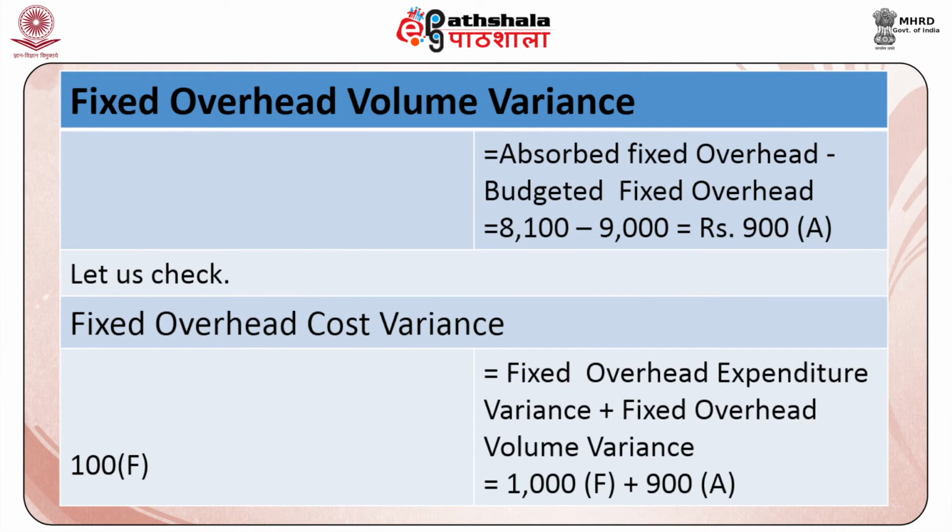Fixed overhead volume variance will be equal to absorbed fixed overheads minus budgeted fixed overheads. Now substituting the figures, we get 8,100 rupees minus 9,000 rupees, we get minus 900, that is adverse variance. Let us check. Fixed overhead cost variance is equal to fixed overhead expenditure variance plus fixed overhead volume variance. We substitute the figures and we get 1000 favorable plus 900 adverse, we get 100 favorable variance.